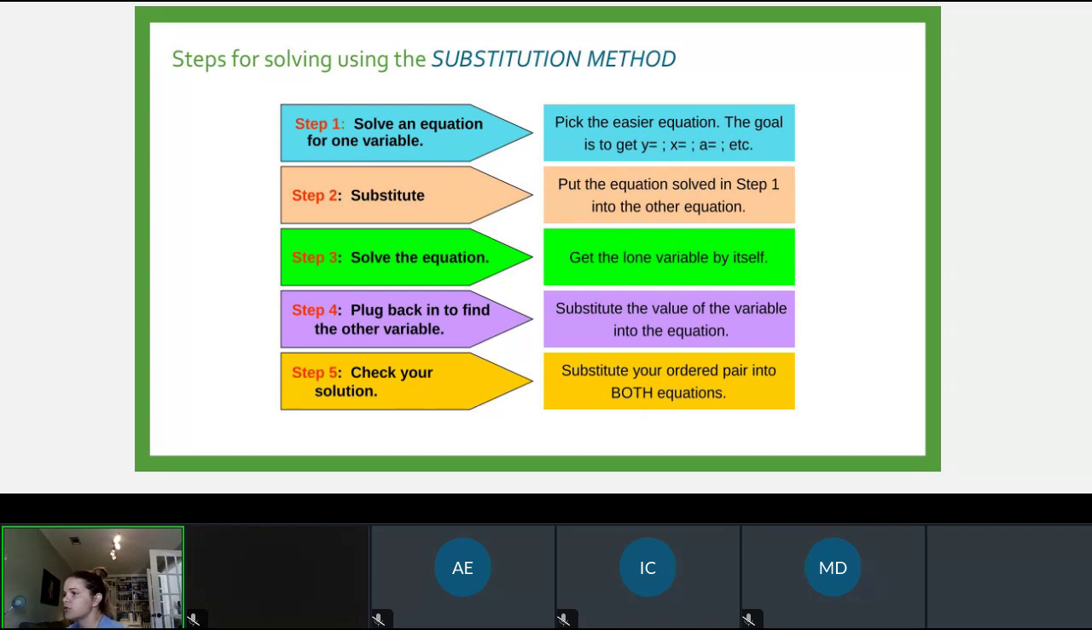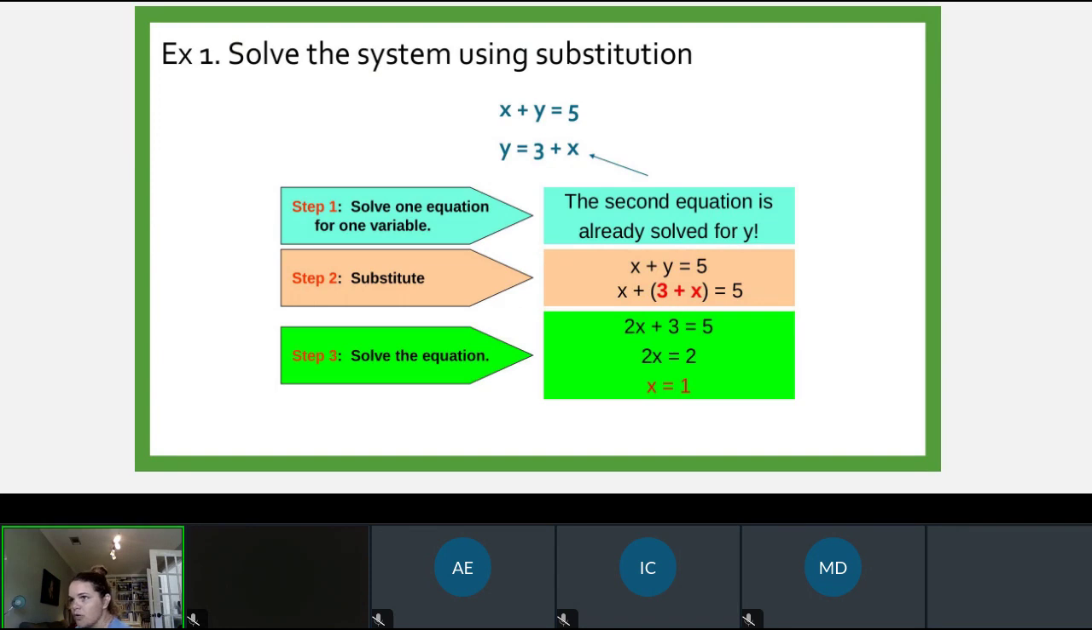And then we can check our solution. I know that sounds a little bit confusing, but let me show you now with a problem, so hopefully it will make a little bit more sense. Alrighty, so I'm going to cover some of this up as to not overwhelm you.